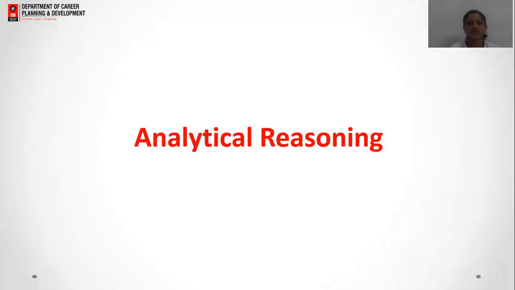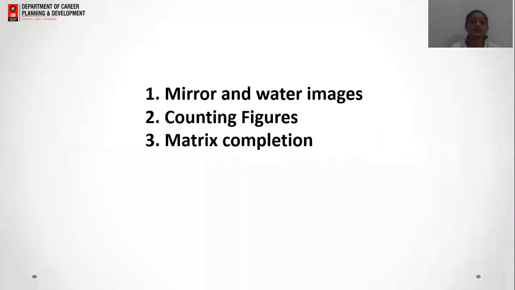Today we will study the topic analytical reasoning, one of the most important topics in logical reasoning. It will enhance your analytical as well as logical skills. So in the given topic, we will study three topics. The first topic is mirror and water image. Second is counting figures and the third one is matrix completion.